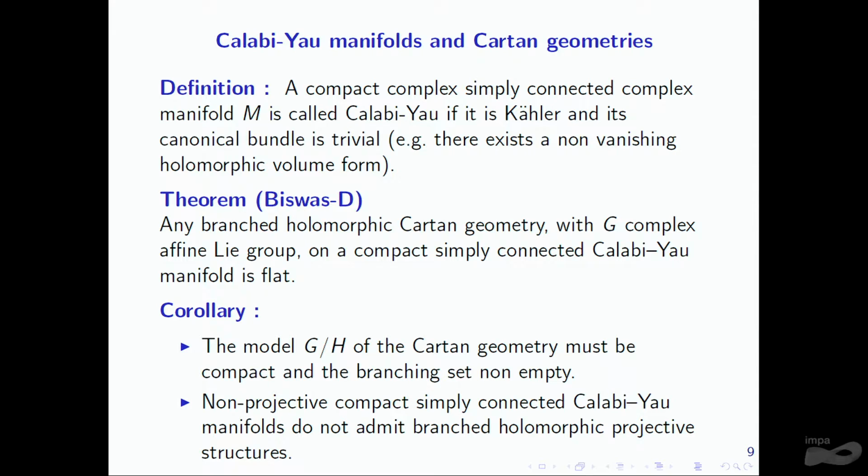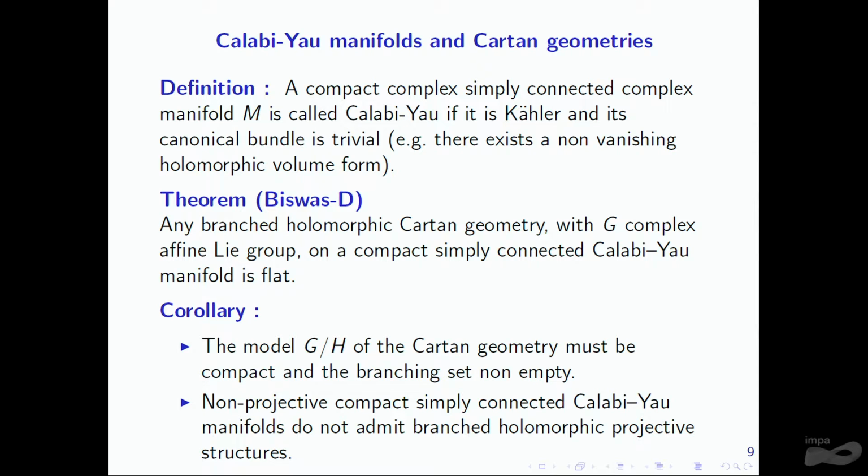Why is Calabi-Yau necessary for the second part of the corollary? Wouldn't it be true for all Kähler manifolds by the same arguments? The second part means that if you have a non-projective... Oh, yeah, of course. Yeah, you're right.